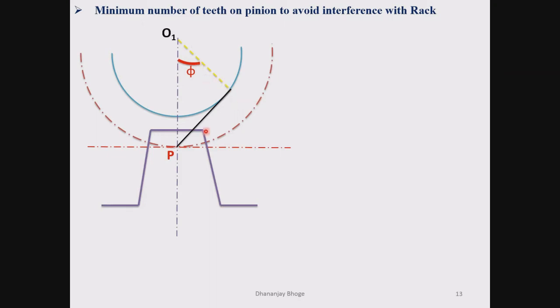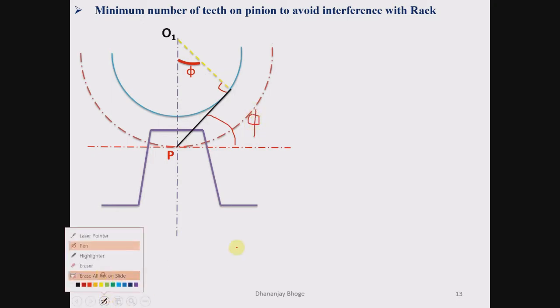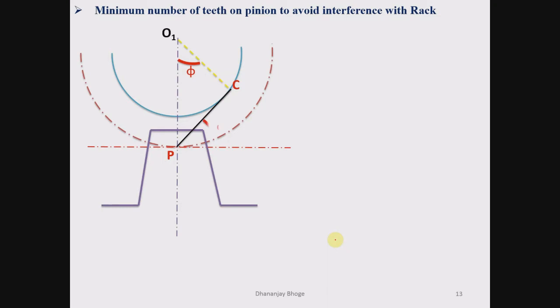Then going by the geometry of this diagram, this is a right angle triangle. At point of tangency, here is a right angle. This angle is phi. This is 90. So this will be 90 minus phi and this will be phi. So this angle is also phi, correct. So mark this angle phi, the angle made by the pressure line with the pitch line of the rack.